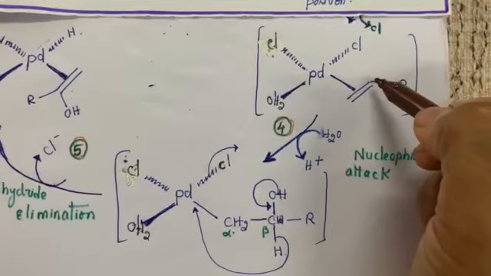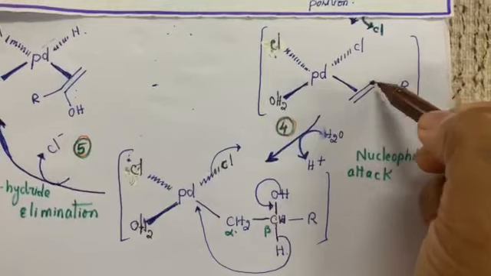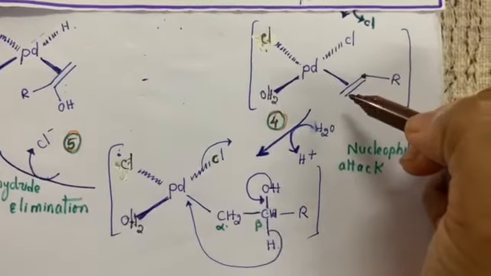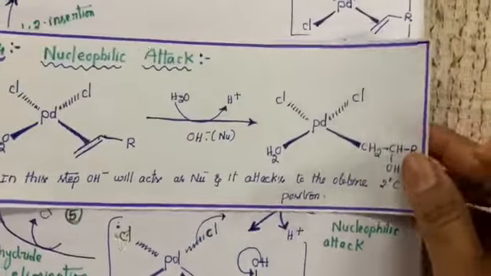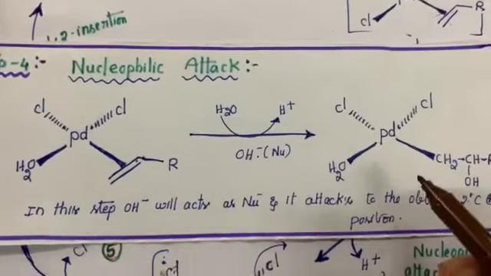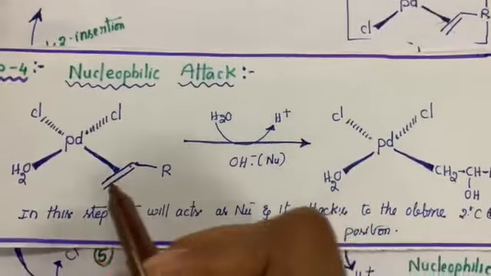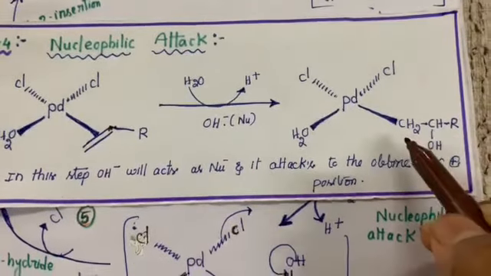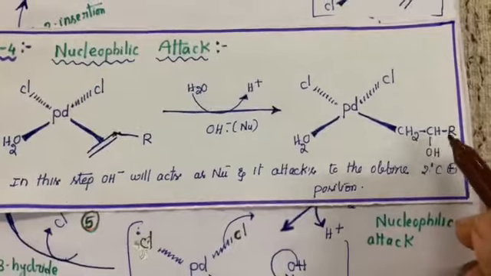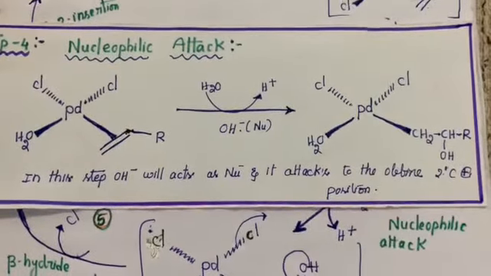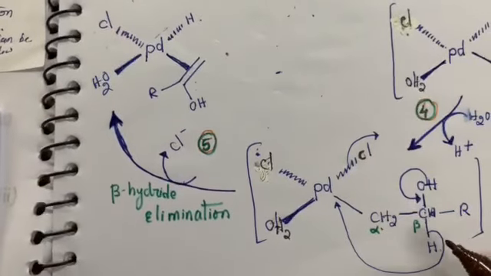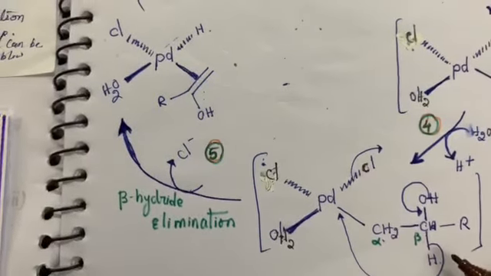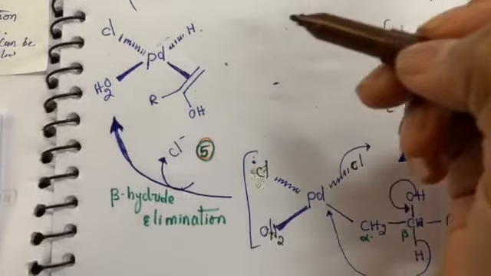That OH- is used to attack the secondary position of this carbon, because a secondary carbocation is more stable than a primary one. So in step 4, if you notice, the nucleophilic attack is going to occur in this position, and it is used to produce the 2-hydroxy alkyl substituted palladium complex. Step 5 involves the beta hydride elimination. If you notice, after eliminating beta hydride, it is used to produce a vinyl alcohol product.